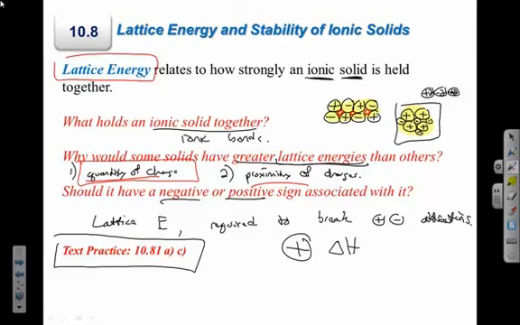So if you've got two ions that are both +1 and -1, it's not going to attract as much as a +1 -2, or a +2 -2, or a +3 -2, or a +3 -3. The more charge there is to attract, the stronger the attraction, the greater the lattice energy, and the more energy it would take to break those attractions up.